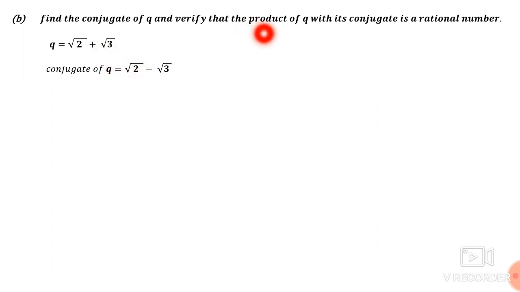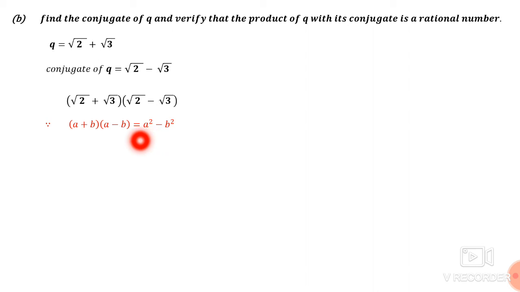We have to prove that the product of Q with its conjugate is a rational number. So we will multiply Q with its conjugate. Q is square root 2 plus square root 3, and the conjugate of Q is square root 2 minus square root 3. We will multiply both of these brackets. You can use a formula here. Applying the formula, a plus b times a minus b is equal to a square minus b square.